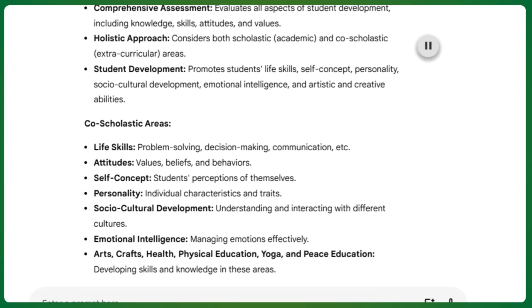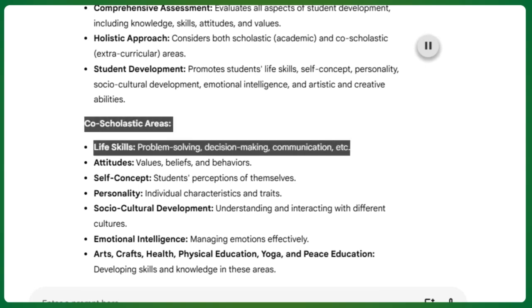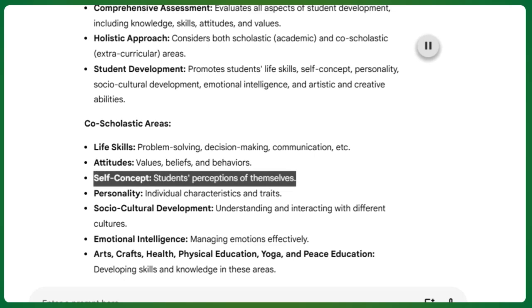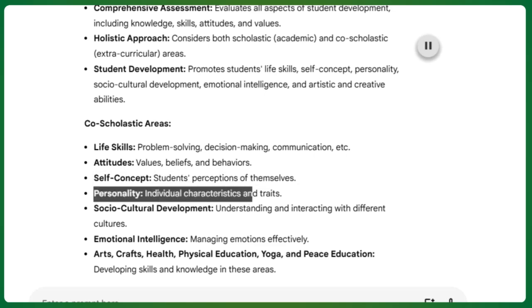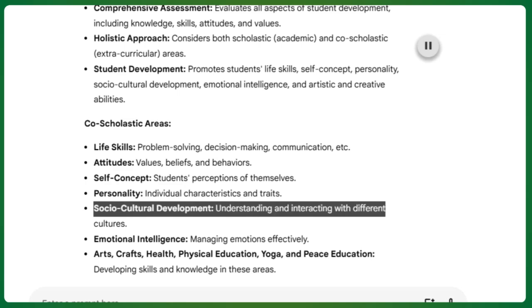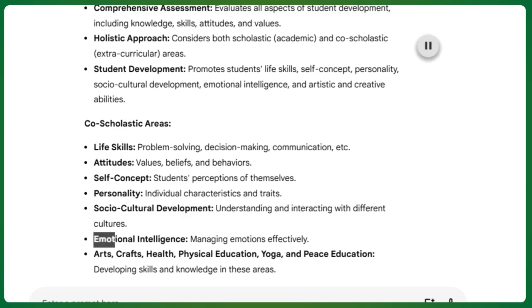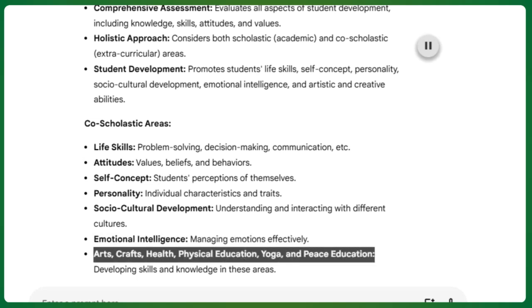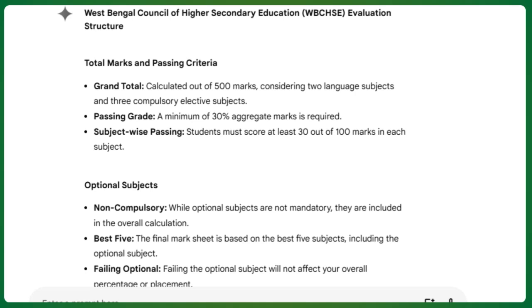Co-scholastic areas. Life skills, problem solving, decision making, communication, etc. Attitudes, values, beliefs, and behaviors. Self-concept, students' perceptions of themselves. Personality, individual characteristics and traits. Socio-cultural development, understanding and interacting with different cultures. Emotional intelligence, managing emotions effectively. Arts, crafts, health, physical education, yoga, and peace education, developing skills and knowledge in these areas.